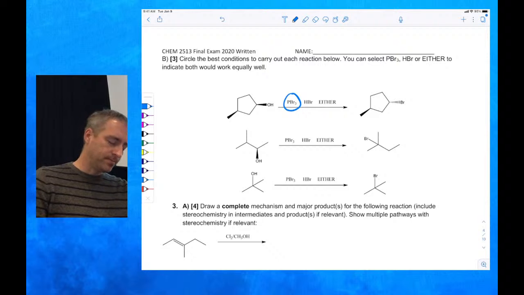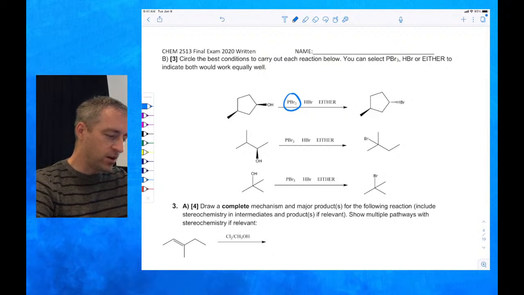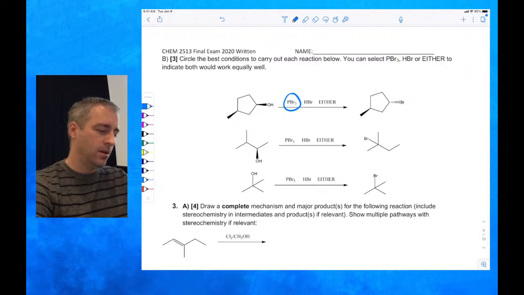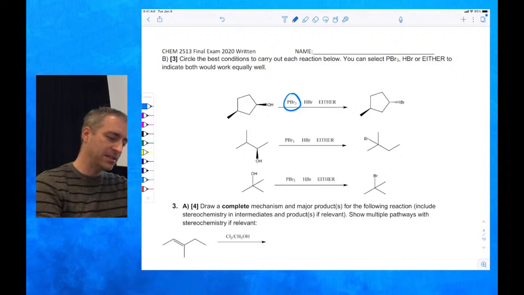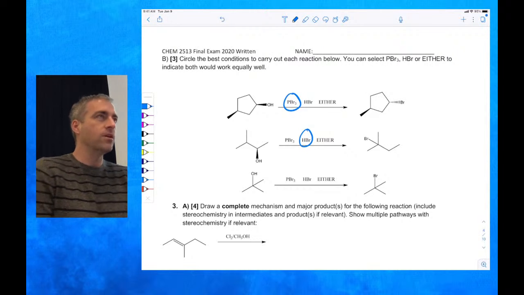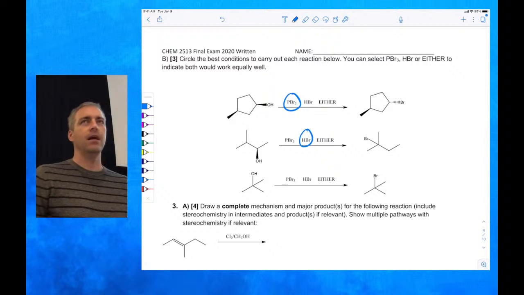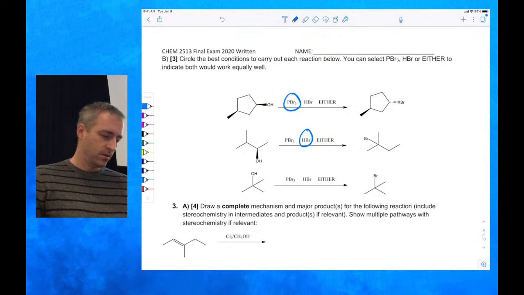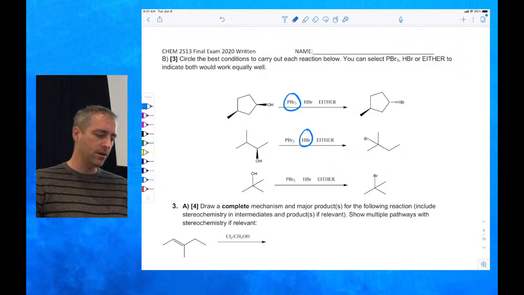The second one, you notice you started with a chiral molecule, and we ended up with a product that's not chiral and rearranged. That sounds like a carbocation was involved, and that's going to be the case when you use HBr. PBr3 is not going to do that. PBr3 is going to convert to the bromide and invert it. The third one, you have a tertiary alcohol, you have PBr3, HBr, or either.